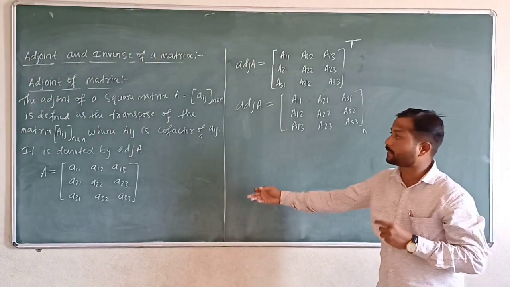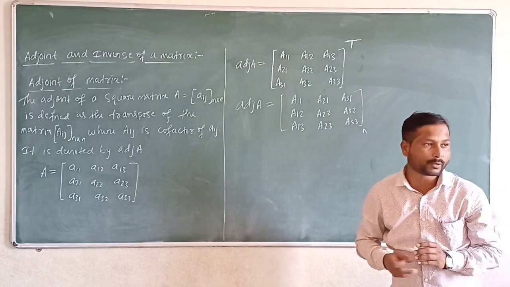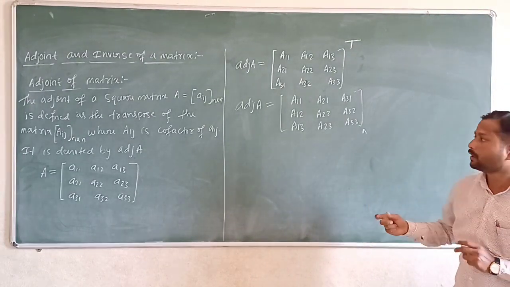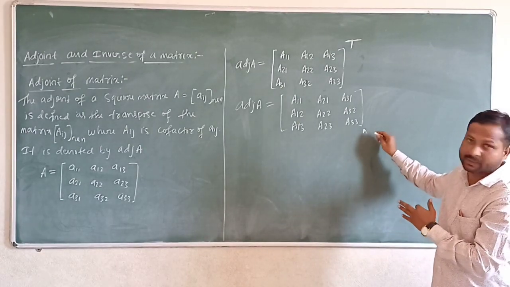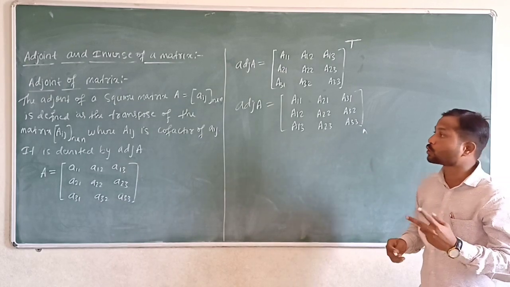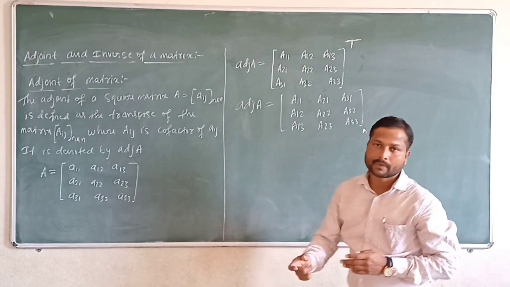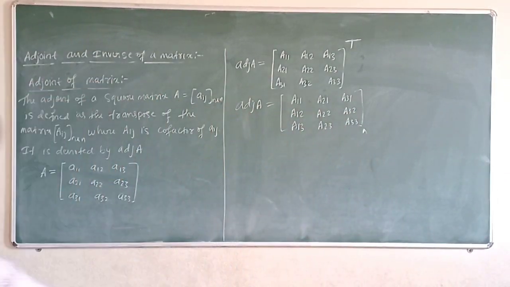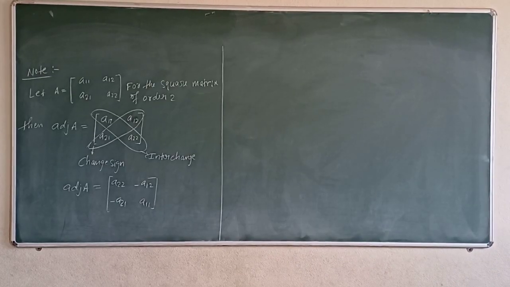Simple. What is the adjoint of a matrix? The transpose of the cofactors of the matrix is said to be the adjoint of the matrix. This is the method for a 3 rows 3 columns matrix. Next, go for the 2 rows 2 columns adjoint matrix. Take a note.